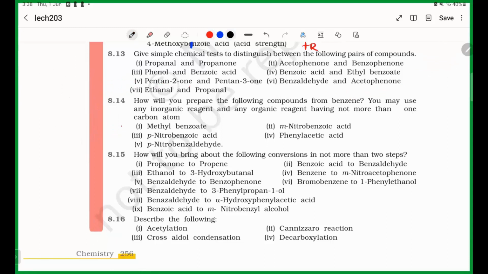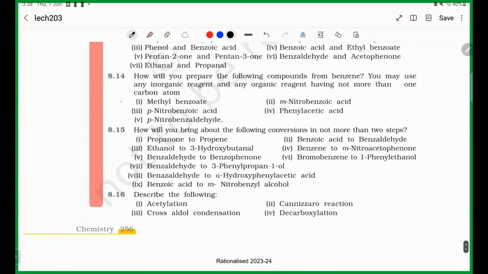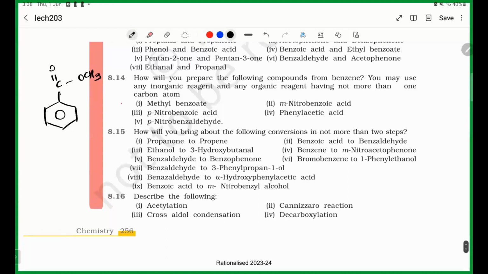Okay, so now here's the 14th question. How will you prepare the following compounds from benzene? You may use any inorganic reagent and any organic reagent having not more than one carbon atom. So, okay, there you go. You want to prepare methyl benzoate. So let's look at what kind of product that is. Methyl benzoate, C6H5COOCH3.